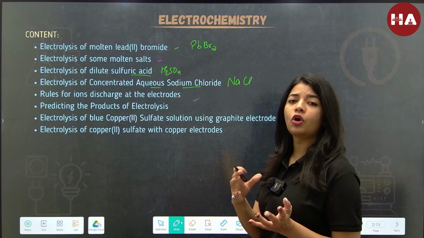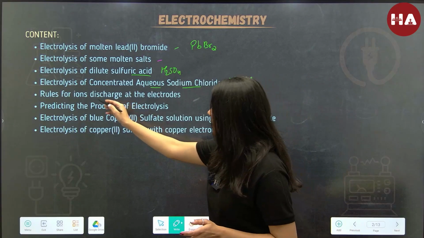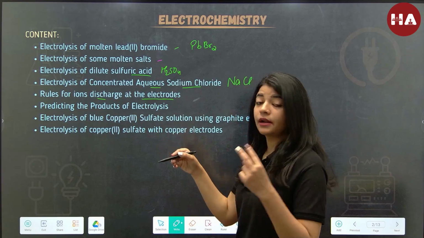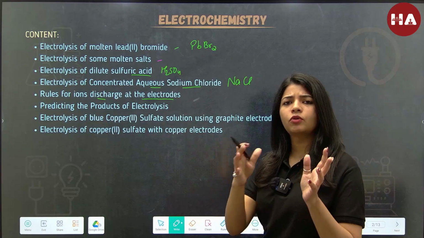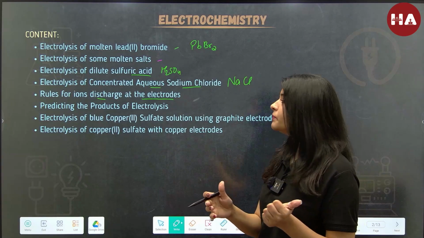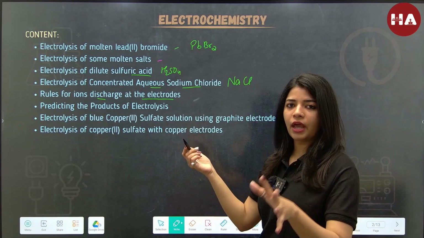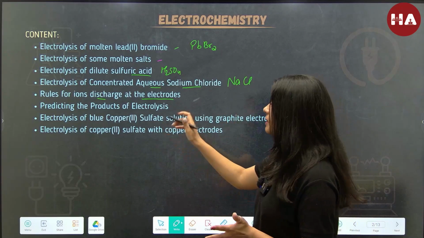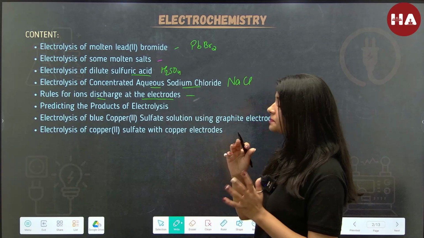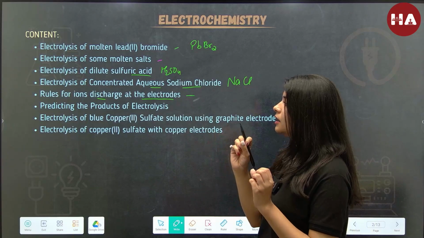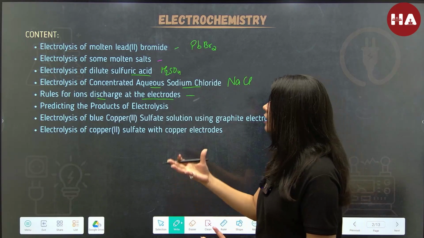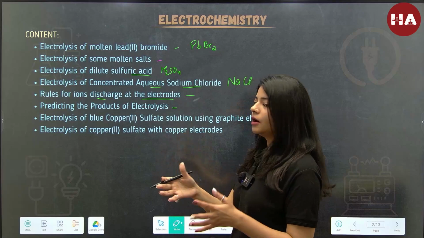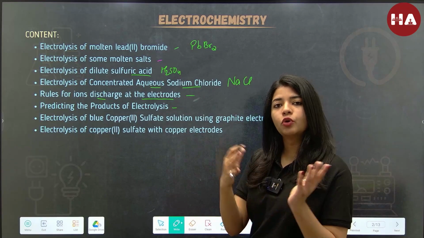Then we'll talk about the rules for ion discharge at the electrodes. There are two electrodes. We have already discussed the basic parts in the first video. So there are two electrodes, cathode and anode. So what type of ion will be discharged? Those rules will be discussed in this particular topic. Then we'll try to predict what product will be formed at a particular electrode during electrolysis.